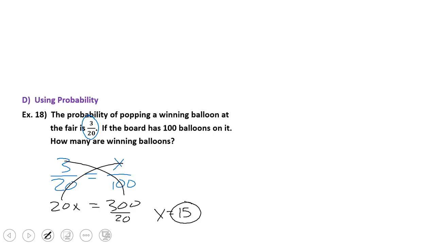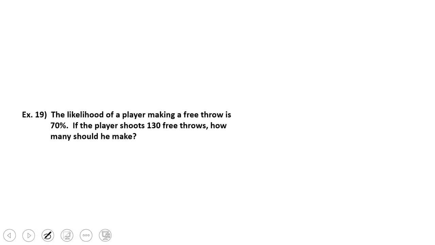Other ways are to take that 3 out of 20, and you could say that that's 0.15, because if I divide 3 by 20, it's 0.15, multiply it by 100, and you would get 15 again. A lot of ways of thinking about it. That's 2 of the most common. Let's go to our next question.